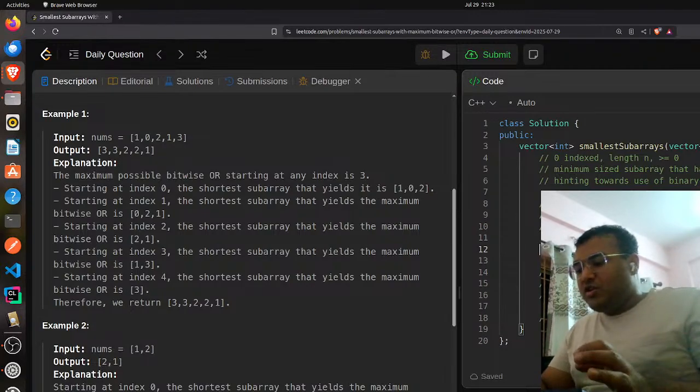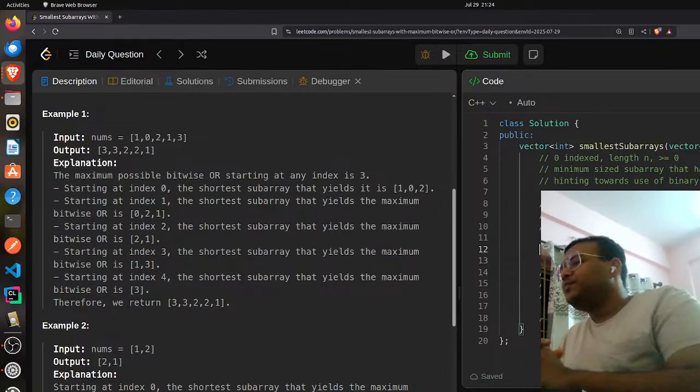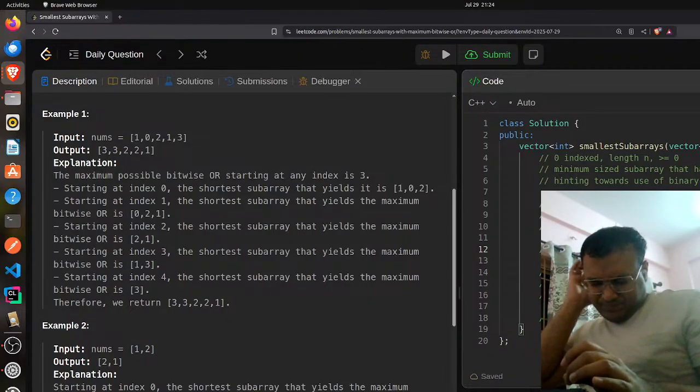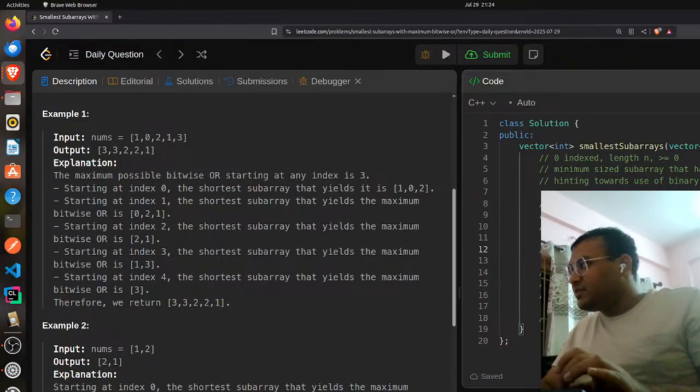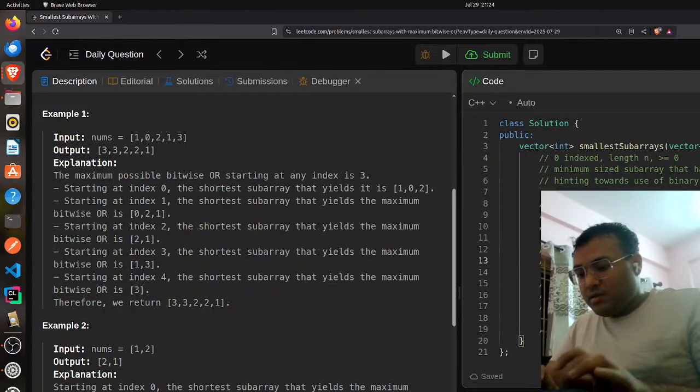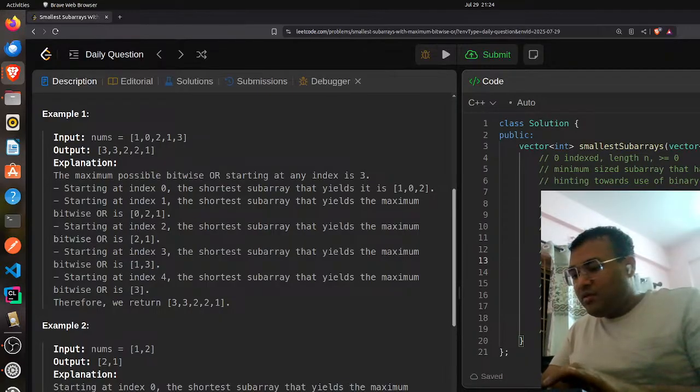Now the thing is, I want bitwise OR. So one thing that I want to see is that if I take the bitwise OR of 2 integers, the answer is always greater than or equal to both the numbers.